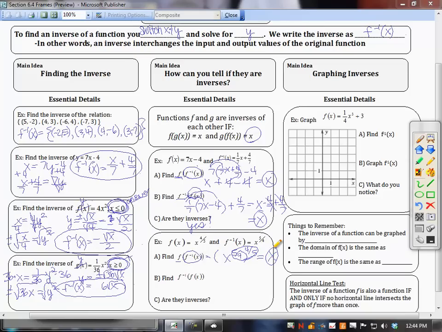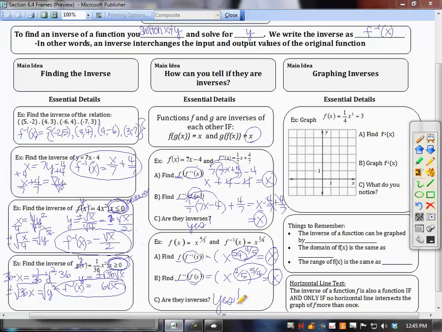And I go the same way on the other side. I start with the inverse, which is x, so I put my parentheses, to the 5/4, and inside goes the original function f, which is x to the 4/5. I again multiply them and get 20 over 20, which is 1, so I just get x. So are these inverses? Yes.